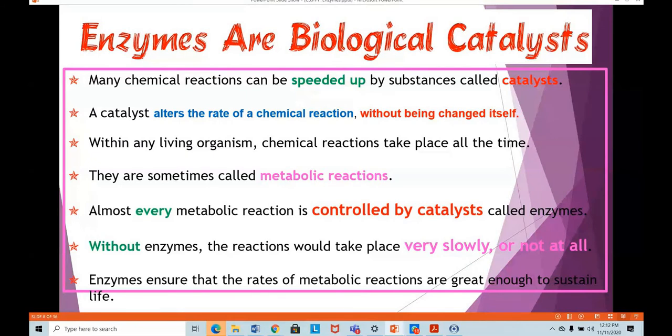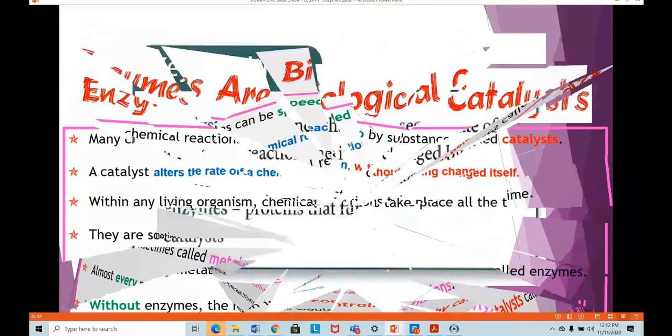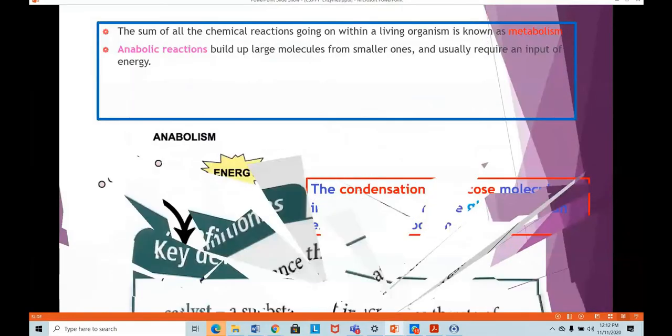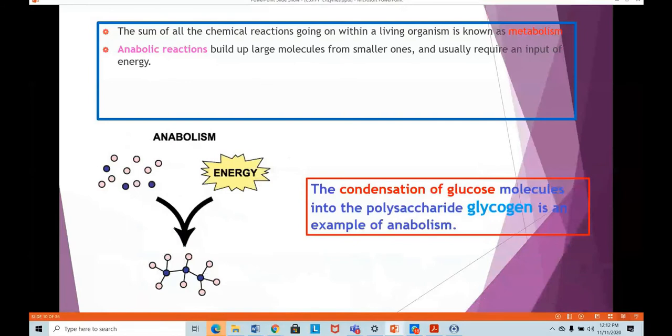So enzymes are very important for the rate of metabolic reactions and also for the metabolic reactions to take place in our body. This is how you define a catalyst and an enzyme. You can read out the definitions from here. And we also studied anabolic and catabolic reactions. Can someone tell me what is an anabolic reaction? Girls? You don't remember?